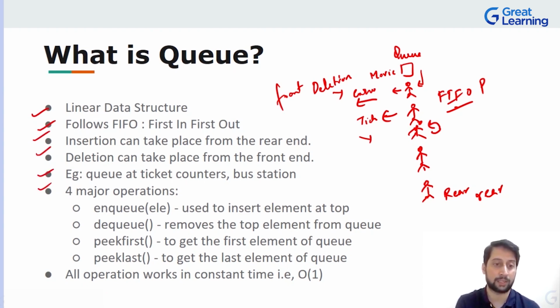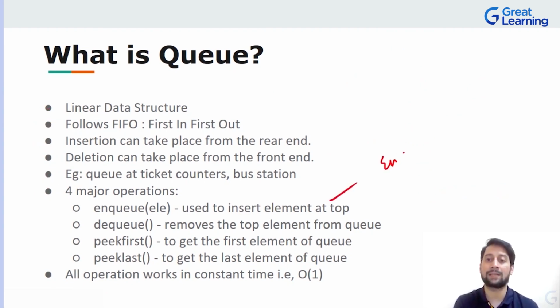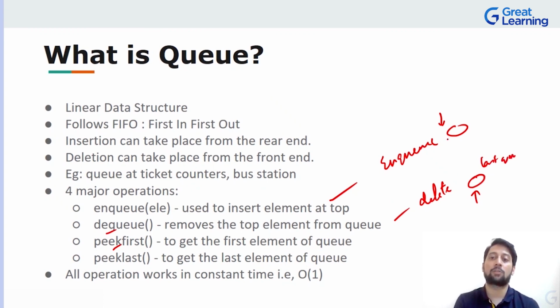Now there are four major operations when you talk about a queue. What are those major operations? NQ, where you insert an element in the queue. DQ, where you delete an element from the queue. Then peek first, where you peek the first element in the queue, and peek last, where you peek the last element in the queue. So you will have two pointers, front and rear, and with the help of these pointers, you perform NQ, DQ, peek first, and peek last.